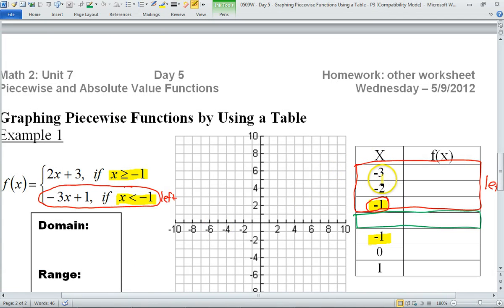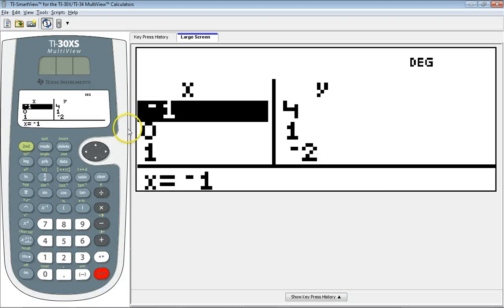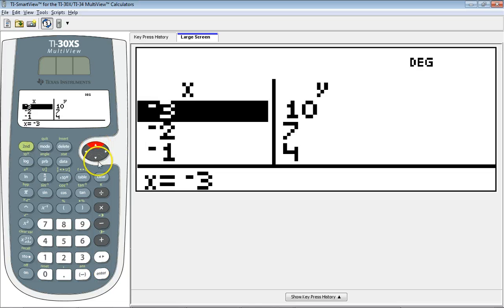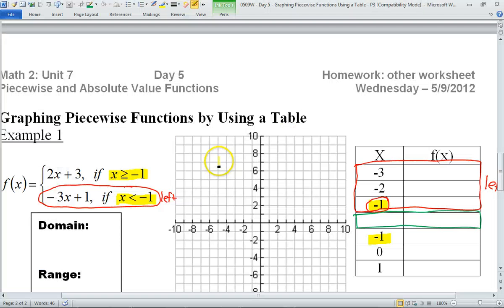Notice, for this red part, I want negative 3, negative 2, and negative 1. So scroll your table to make sure you see negative 3, negative 2, and negative 1 x values. So these are the y values I need. 10, 7, 4. All right, Siobhan is about to add those to her table now. 10, 7, 4. I got 10, 13, 16.